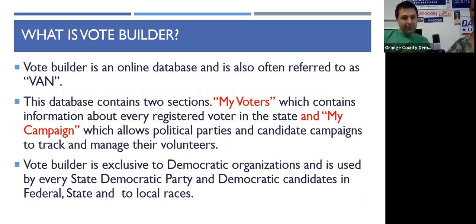So what is Votebuilder? Votebuilder is an online database and is often referred to as VAN. This database contains 2 sections. One is My Voters, which I mentioned before, and this contains information about every registered voter in the state. And My Campaign, which allows political parties and candidate campaigns to track and manage their volunteers. So Votebuilder is exclusive to the Democratic Party, and it's used by every state Democratic Party and Democratic candidates at the federal, state, and local races.